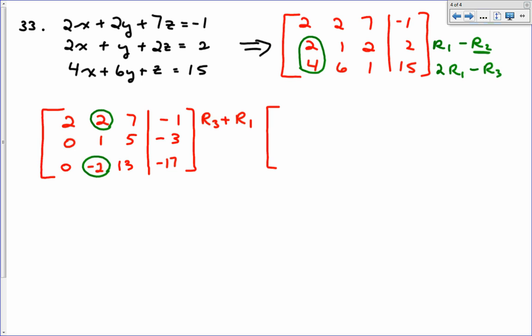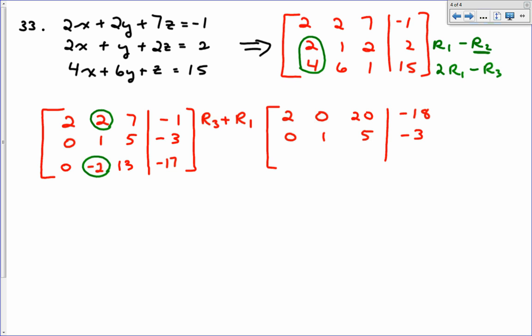So if I add those two rows together, I end up with a 2 here, a 0 in the second column where I want it, and then a 20. 13 plus 7 gives me 20, and negative 17 plus negative 1 gives me a negative 18. So now I have a 0 in the second spot of row 1. I'm going to leave row 2 alone because it already has its second column exactly like I want it. I've got a 0 and then a 1, so I'm going to leave it alone for now.